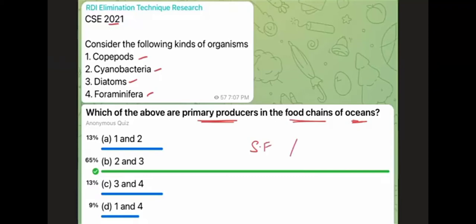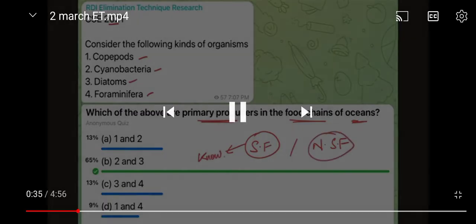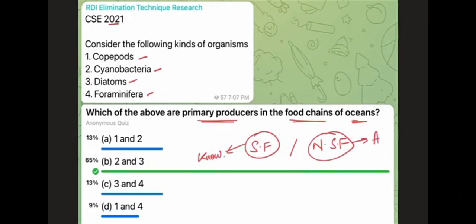Standard fact question or a non-standard fact question. If it is a standard fact question, you have to do it mostly through knowledge. If it is a non-standard fact question, we can apply elimination technique or logic.